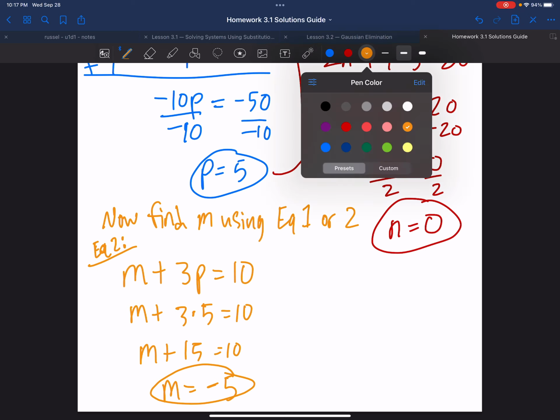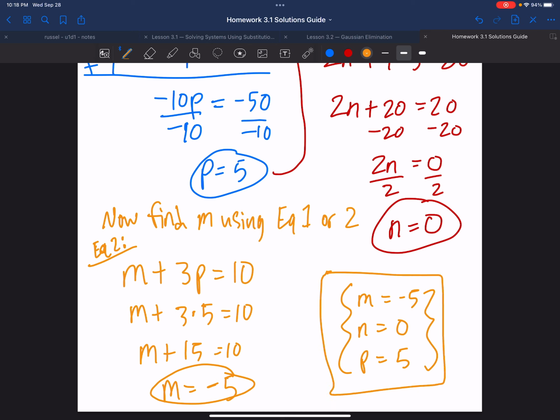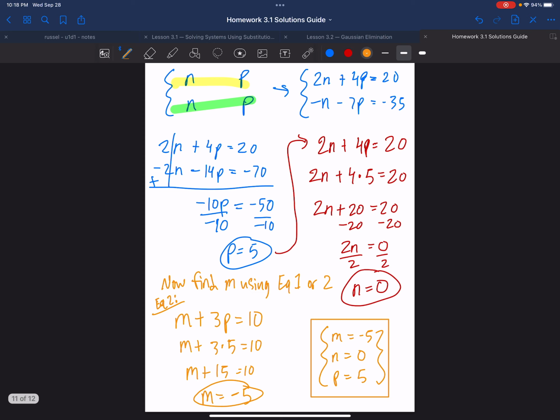So final answer, right? No, I can't do the curly brackets. M equals negative 5. N equals 0. P equals 5. And there you go. Okay? Yeah, well, it's kind of long. It's just because it takes long to explain. And there you go. All right? There's that one.